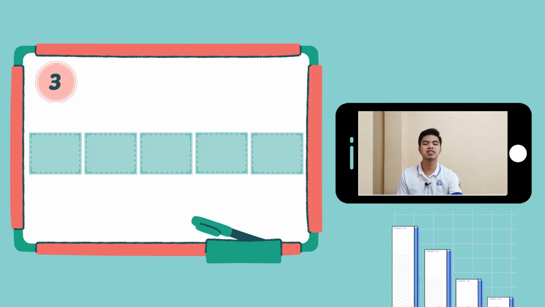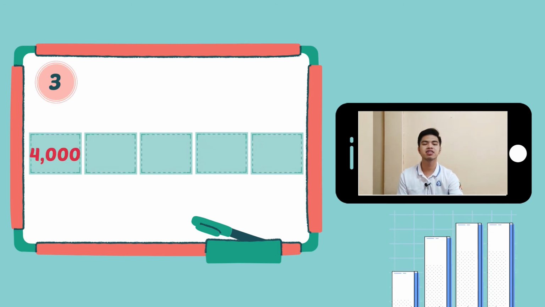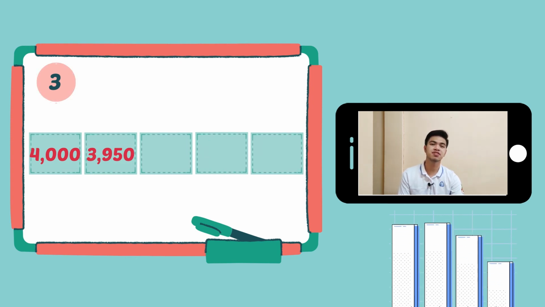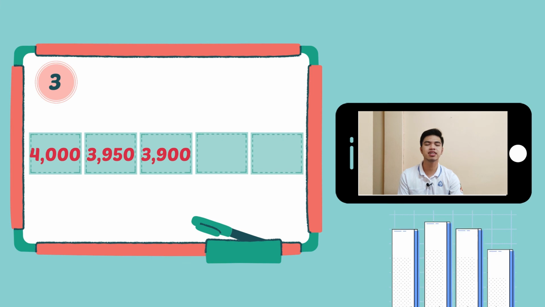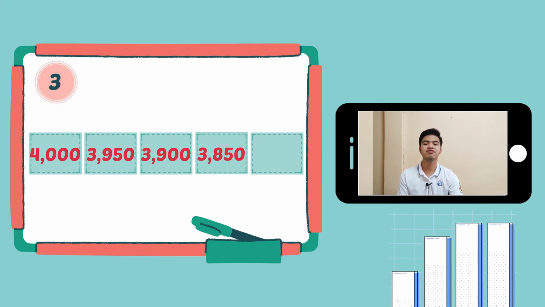So Teacher Lance did the same pattern. So the first number that we can have is 4,000, and then minus 50, 3,950, minus 50 is 3,900, minus 50 is 3,850, minus 50 is 3,800. Alright?